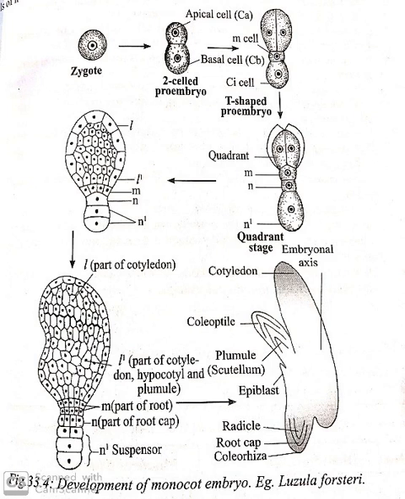It belongs to the family Juncaceae. The development of monocot embryo has the following steps. Let's see one by one.